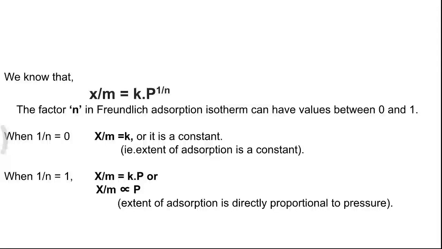The factor 1 by n in this isotherm can have values between 0 and 1. When 1 by n is equal to 0, x by m is equal to k, or it is a constant. The meaning is the extent of adsorption is a constant when the factor 1 by n is equal to 0. When 1 by n is equal to 1, x by m is equal to k into p, or x by m is directly proportional to its pressure. The meaning is the extent of adsorption is directly proportional to its pressure when the factor 1 by n is equal to 1.